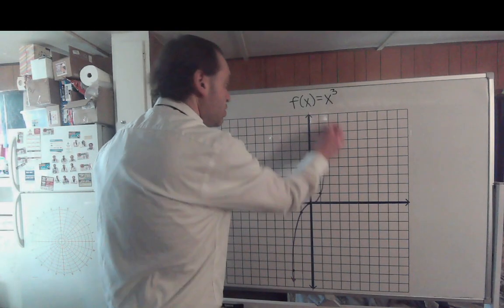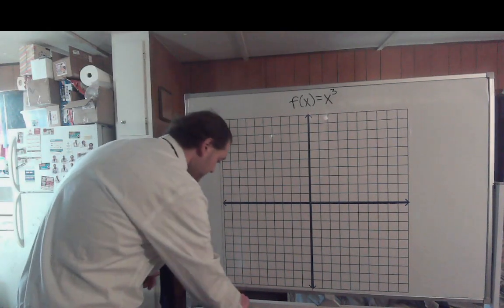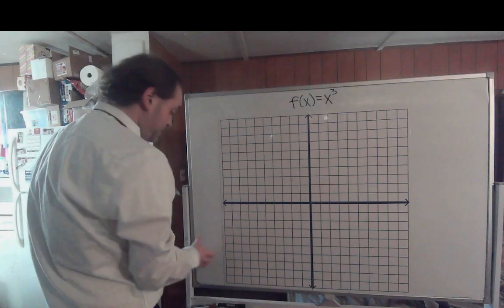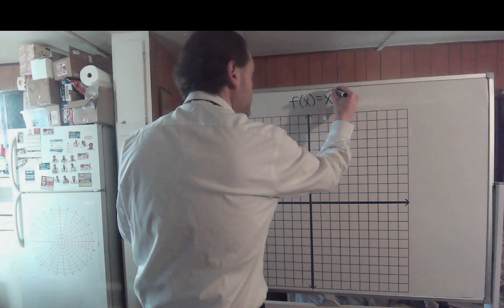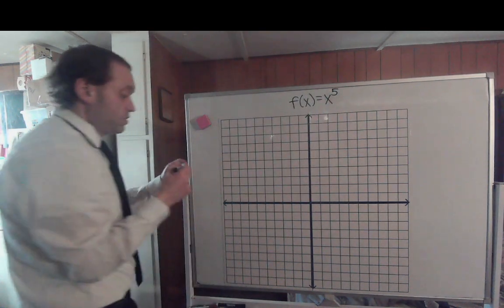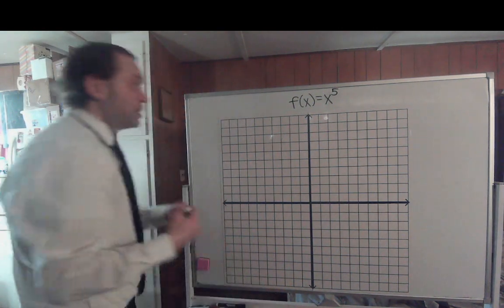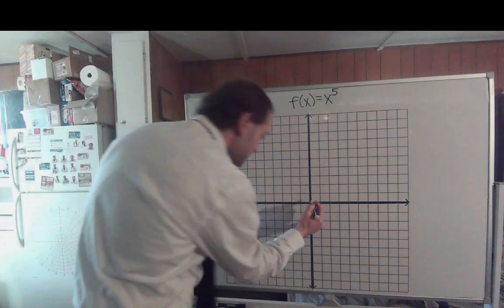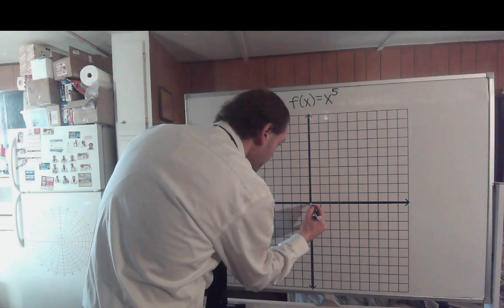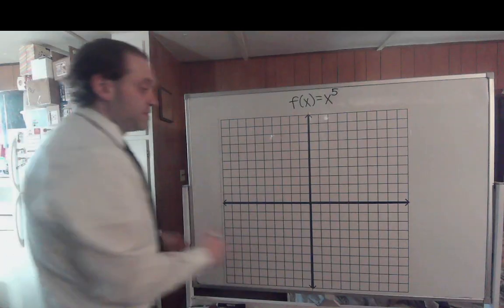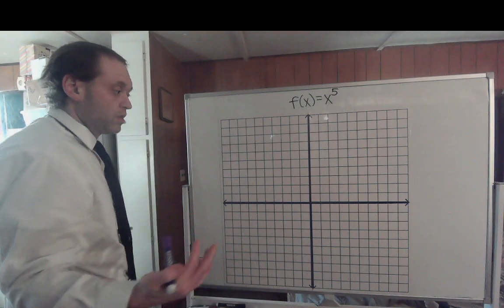Now, what if we do f of x equals x to the 5th? So this time we'll do f of x equals x to the 5th power. Another odd power function, f of x equals x to the 5th. Well, let's put in 0, of course. You'll still get 0. So 0, 0 is a point. We'll make one of these squares worth 4, okay?